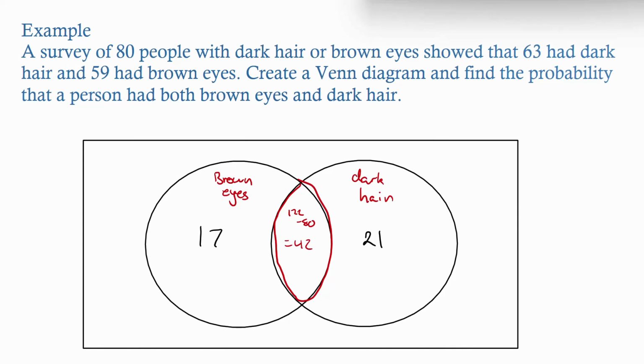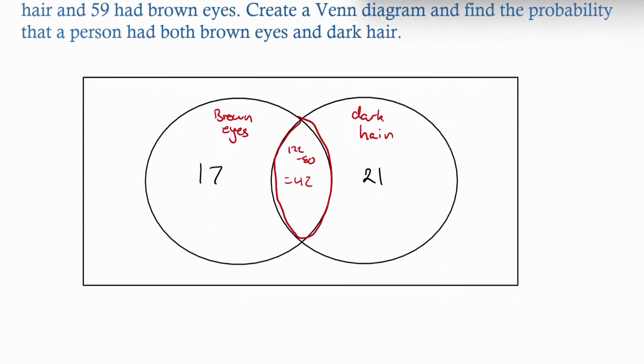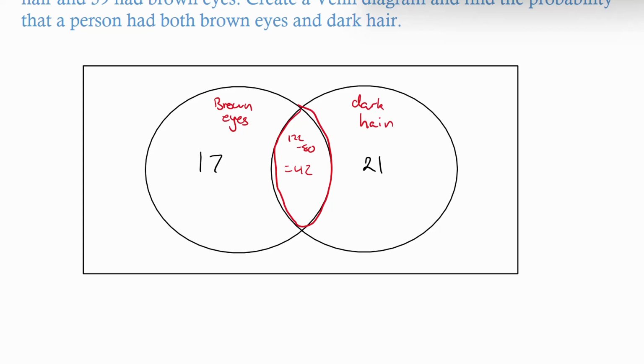All right. So the last part of this question was to find the probability that a person had both brown eyes and dark hair, so the probability of both. And that's just your shared in the middle here, so that's going to end up being 42 over 80, which simplifies to 21 over 40.